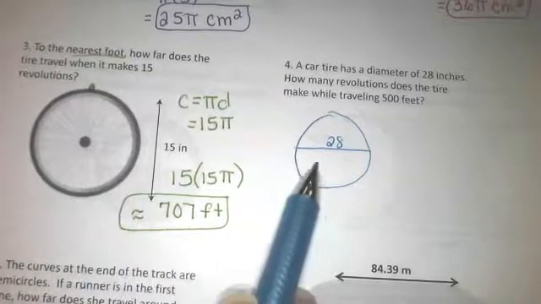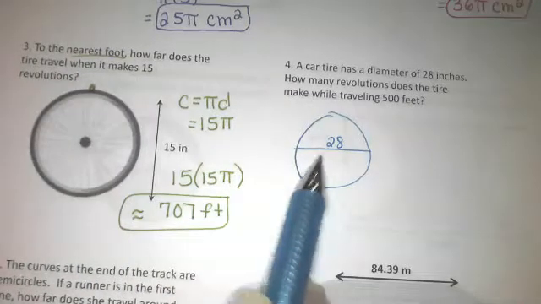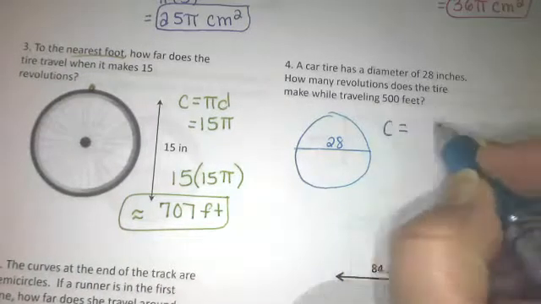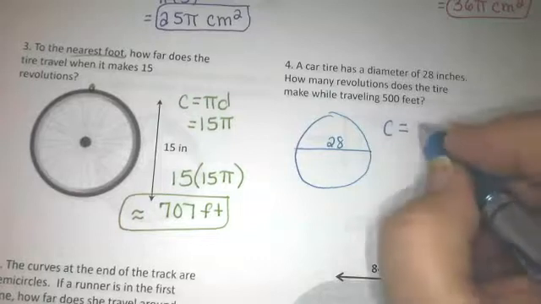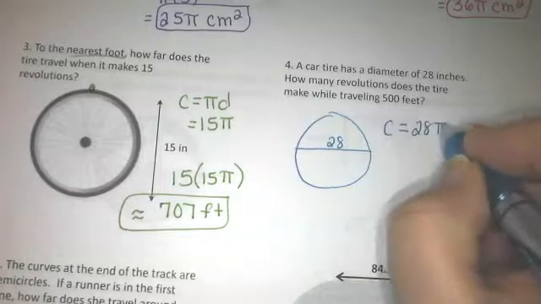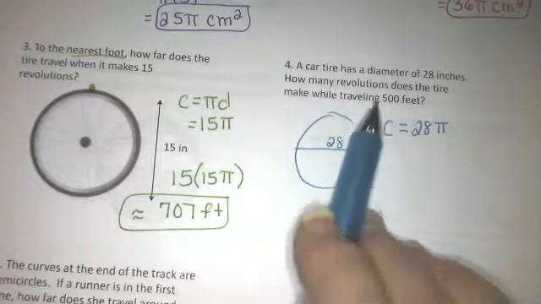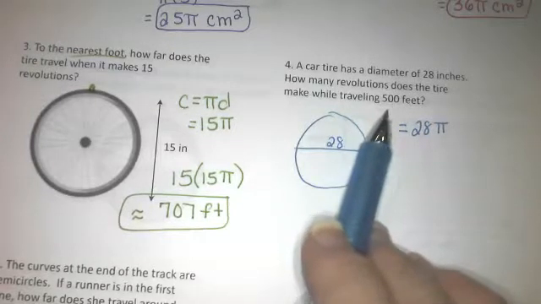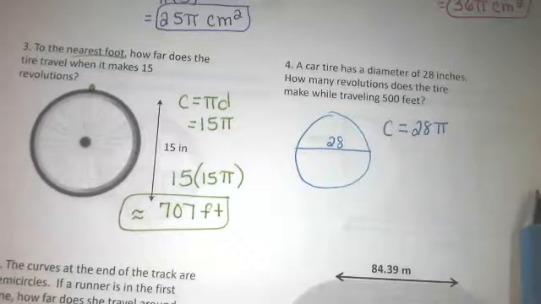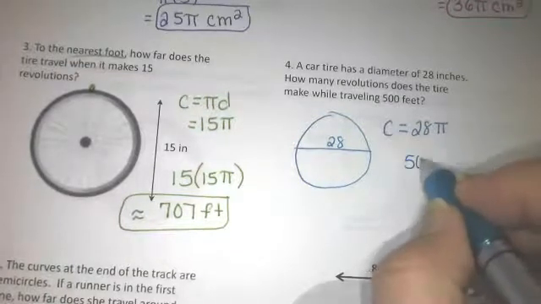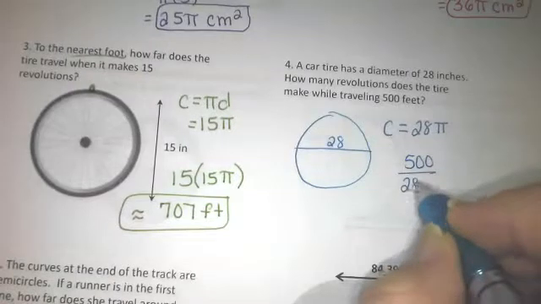So let's find the circumference of this tire, which is 28 pi. And we want to know how many revolutions it takes to go 500 feet. Who's got a thought on that one? Yes. Divide it by 500? Or do 500 divided by 28 pi?